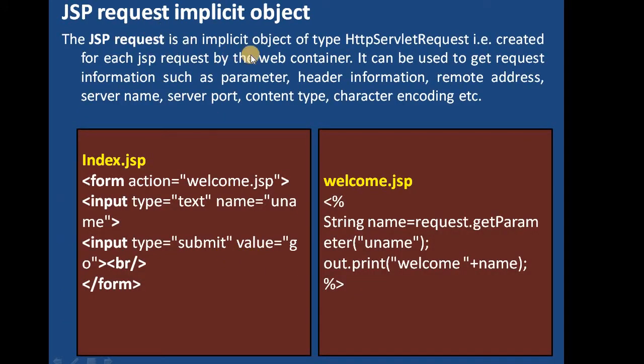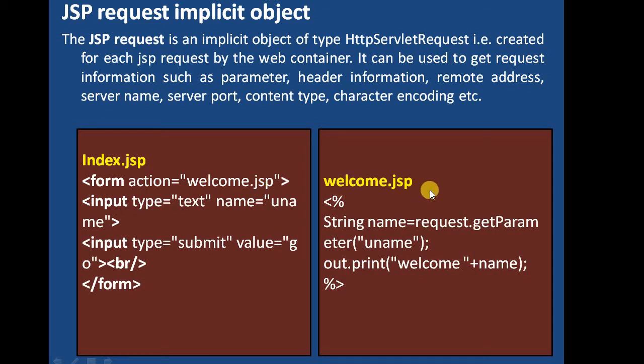Next is the request object, which is an implicit object similar to the HttpServletRequest, and this is used to accept the request from the client in the form of a parameter or header information. We can get the remote address, server name, server port, content type, and a lot more. Let's see an example where we have index.jsp with a user input component that is an input type text. So this is a text box where the user can input the name, and this is a button. On clicking this submit button, we go to welcome.jsp.